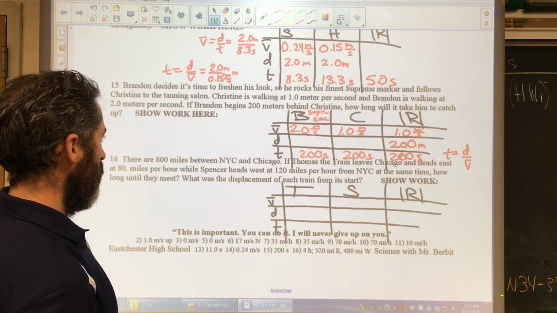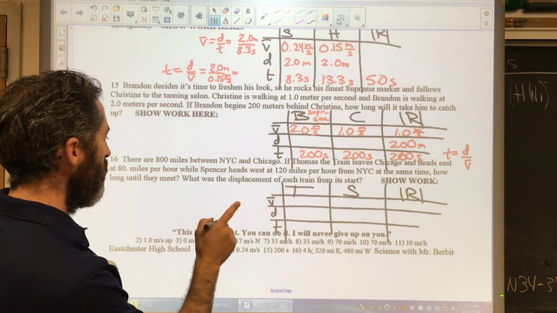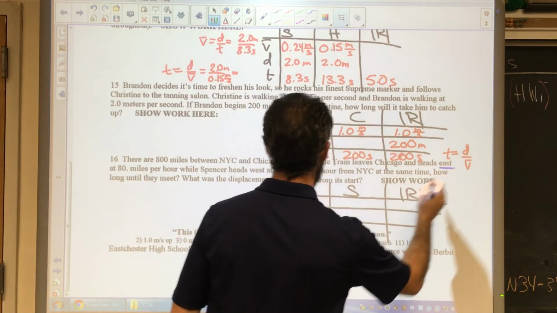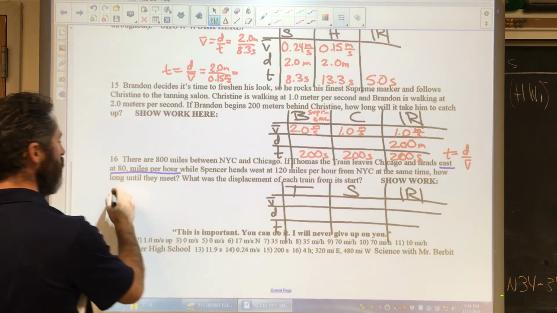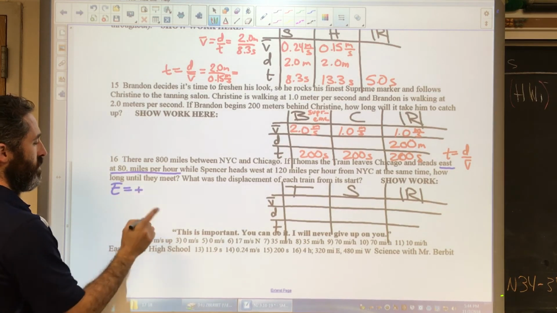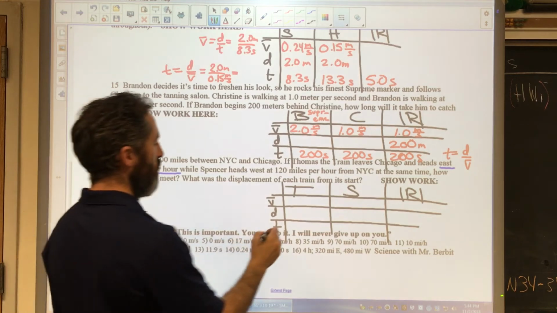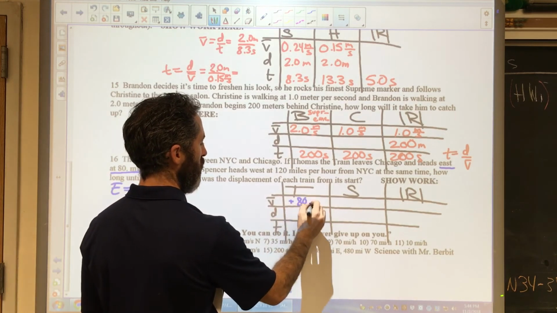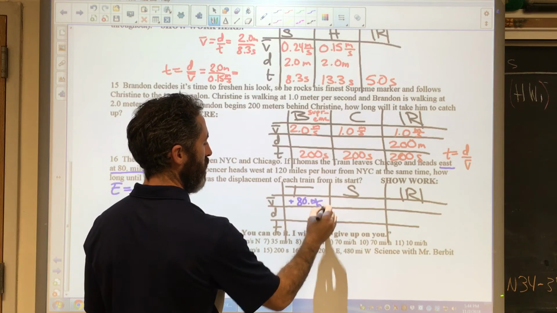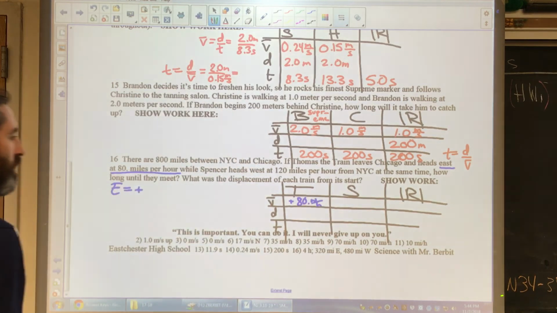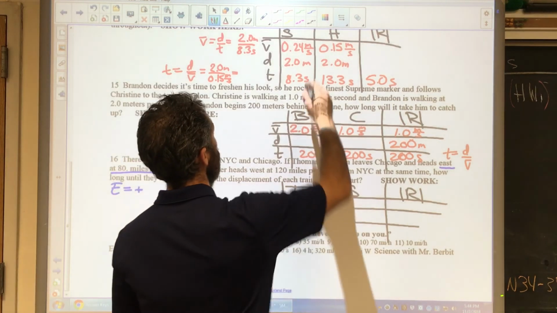All right, so Thomas is heading east. Now this is a big deal. East at 80 miles per hour. East! We may want to establish that east is positive. That's going to come into play here. So Thomas is heading positive 80 miles per hour, not meters per second. Miles per hour, only be about 40 meters per second. 80 miles per hour. Spencer is heading west.